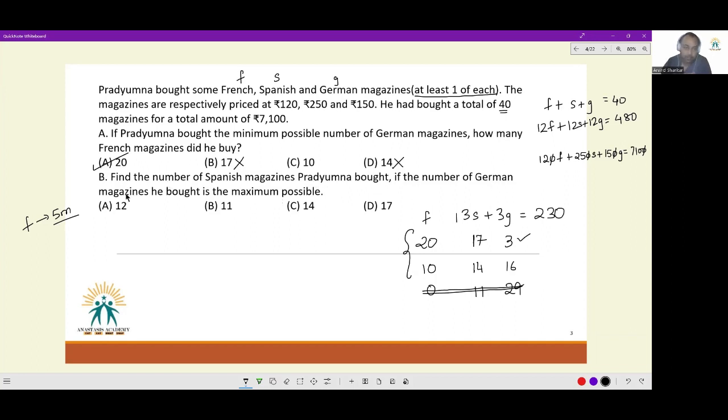Find the number of Spanish magazines Pradhiman bought, if the number of German magazines he bought is the maximum possible. So this case is being referenced now. Here, how many Spanish magazines do we have? We have 14 Spanish magazines. So option C will work. And that is the entirety of this question set.